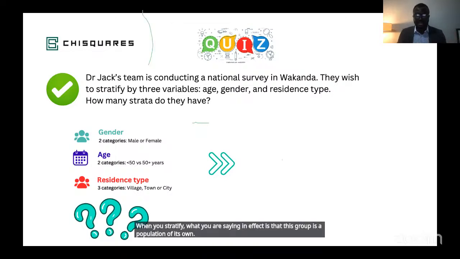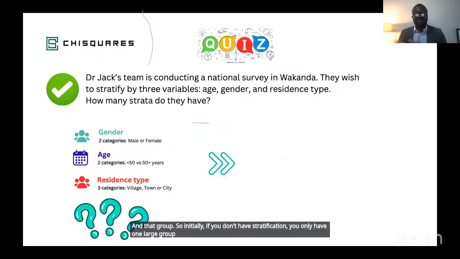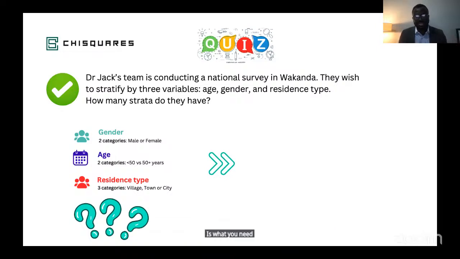Initially, if you don't have stratification, you only have one large group. Once you start stratifying, you are saying that, in effect, this is a group of its own, and that is a group of its own. So the sample size that you would have needed for that one large group is what you need for each of those individual groups. This is why stratification is not a joke. It's very expensive because you are exponentially increasing the sample size and the cost of a study.